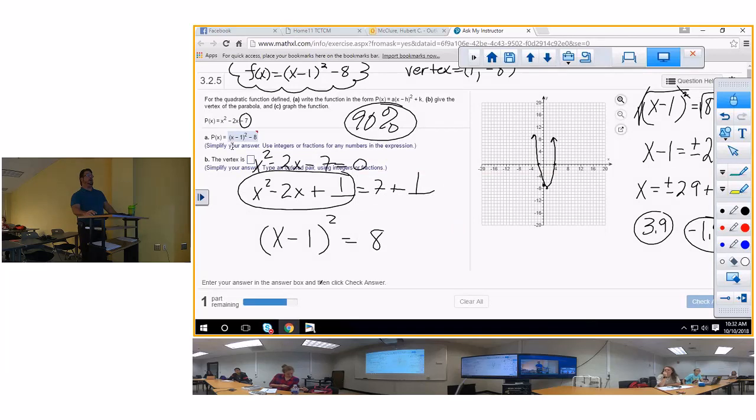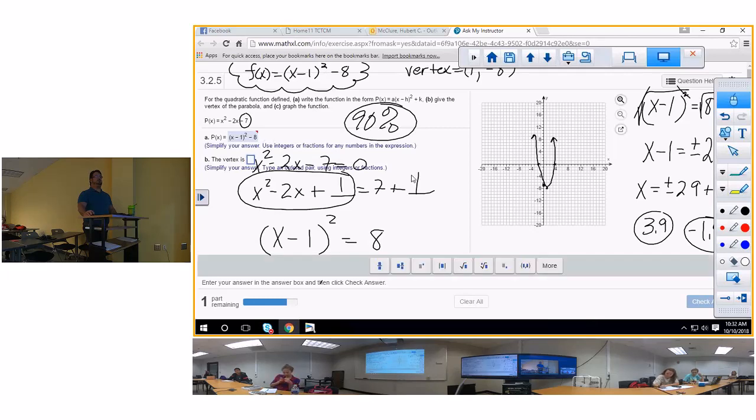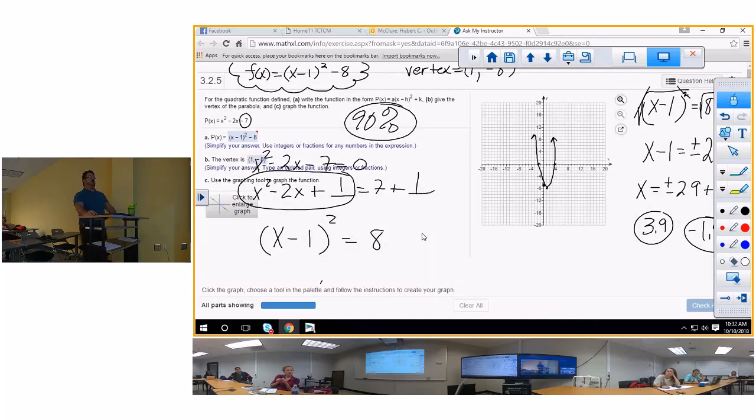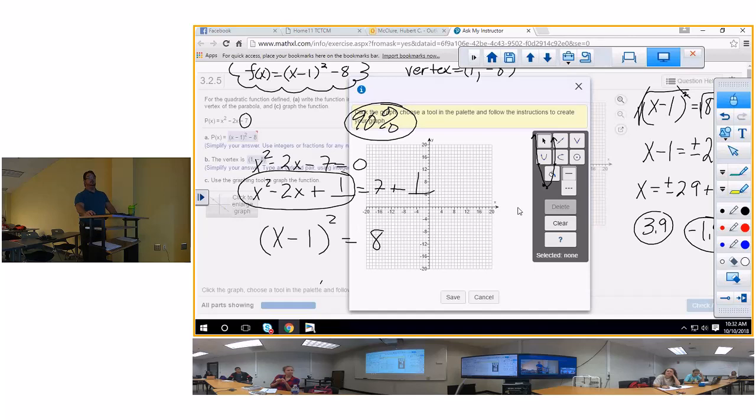And look what they got. X minus 1, quantity squared, minus 8. They're wanting it right here, see? X minus 1, quantity squared, minus 8. The vertex is what? We said it was 1, negative 8, is that what that is? So we're going to type in parentheses, 1, negative 8. Of course, all I want is a graph. I don't want all this. And graph. So let's see if I can do this.